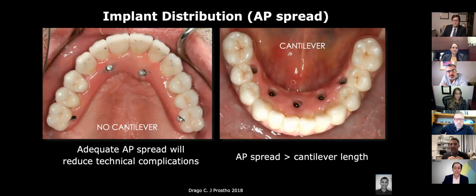So Pendus, what do you think about distribution? Do you think that is a really important thing? More important, I would say, than the number of implants. So what do you think about the distribution of the implants, the necessary distribution?